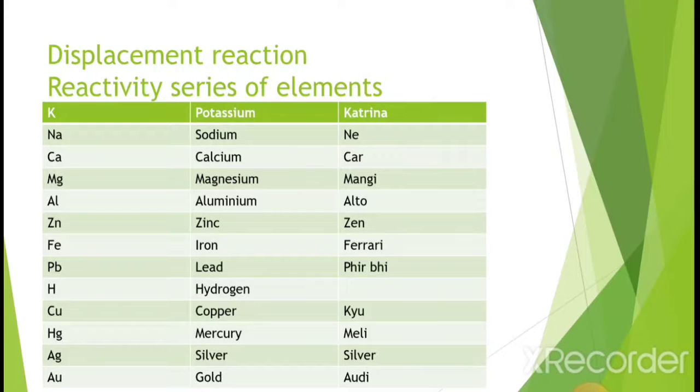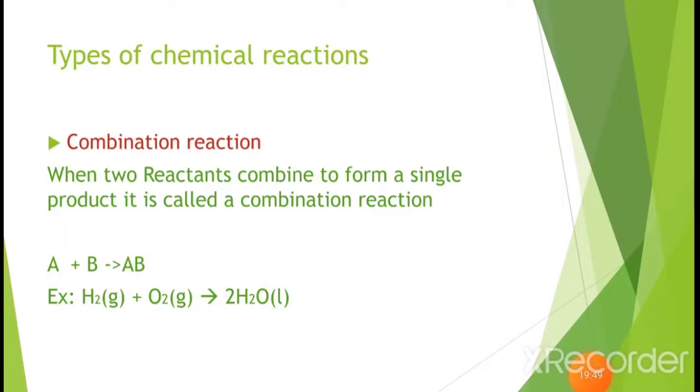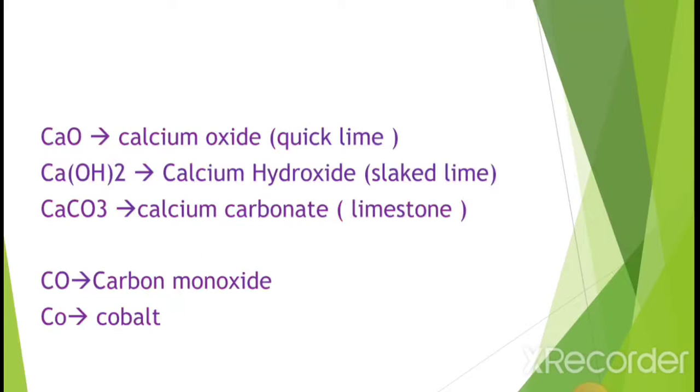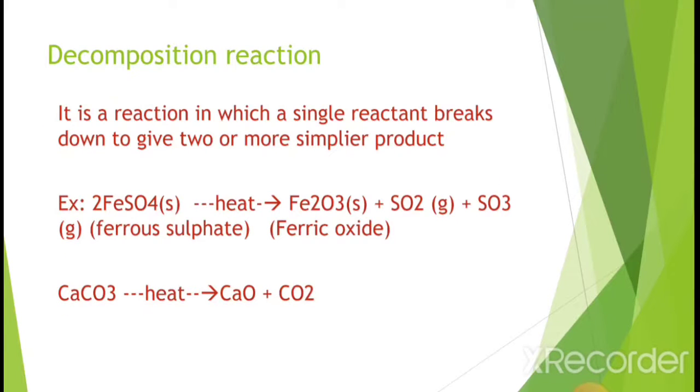Okay, let us do a quick recap of what we have done today. First we have done the types of chemical reaction. In that, combination reaction is when two reactants combine to form a single product. Here are some examples.